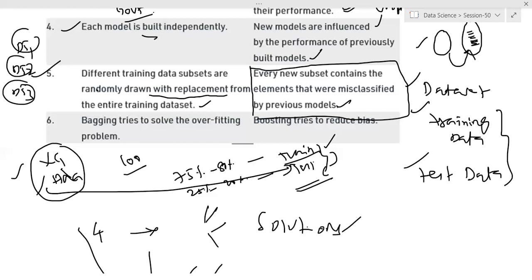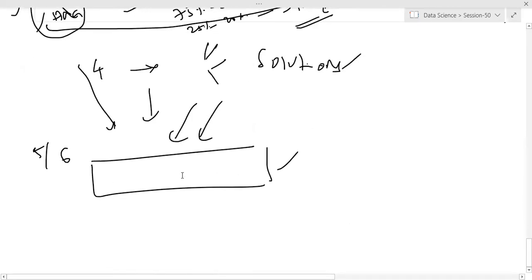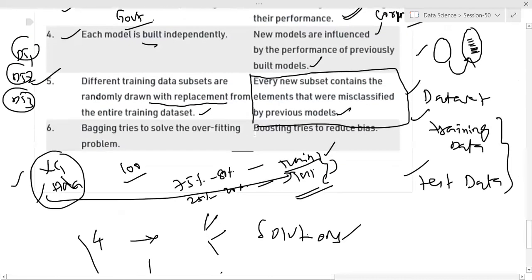And the best example, we have seen one case study. What is that case study, friends? The cluster case study, like salary and spending score. If that person has low salary and high spending, that is one class, one cluster. And high salary, low spending, high salary, high spending, like that we have. So every new subset contains the elements that were misclassified by the previous model. I am giving this analogy so as to clearly explain these kinds of aspects.